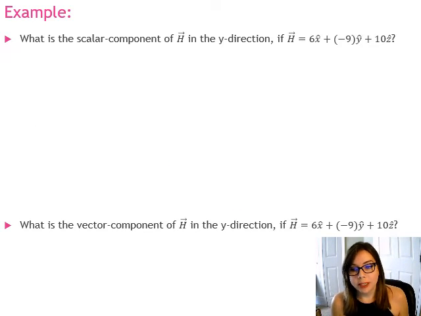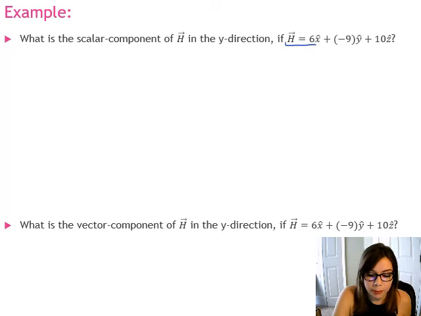I have a couple more simple examples just to do a little bit more work here. So let's figure out what is the scalar component of vector h in the y direction. I've given you vector h in component form. So this is component form already. It's already been done for you.